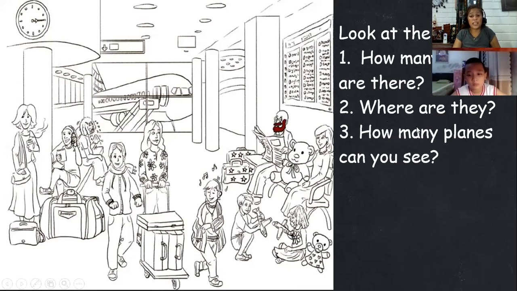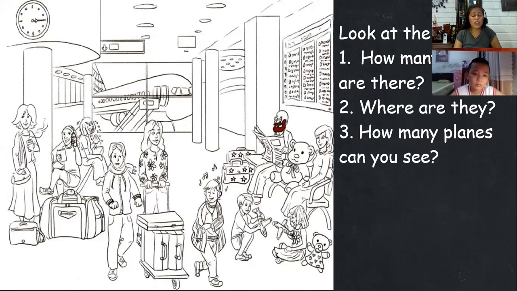1, 2, 3, 4, 5, 6, 7, 8, 9, 10. Oh, you said it's 10. Okay, we'll remember that. Number two, where are they? They are in the apartment. In the apartment? No, airport. They are in the airport. Very good, Keo.